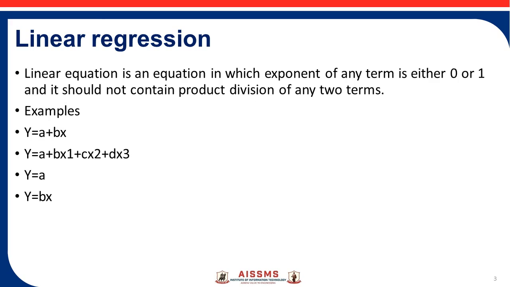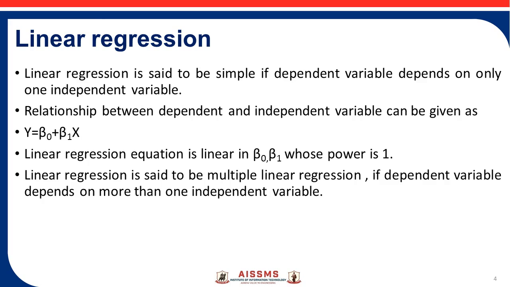So we can see different examples of linear regression line equations. A linear equation is an equation in which the exponent of any term is either 0 or 1, and it should not contain the product or division of any two terms. These are a few examples: y = a + bx, y = a + bx1 + cx2 + dx3, y = a, y = bx. These are all equations of linear regression.